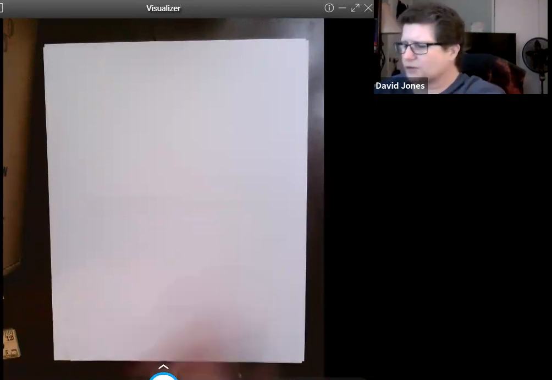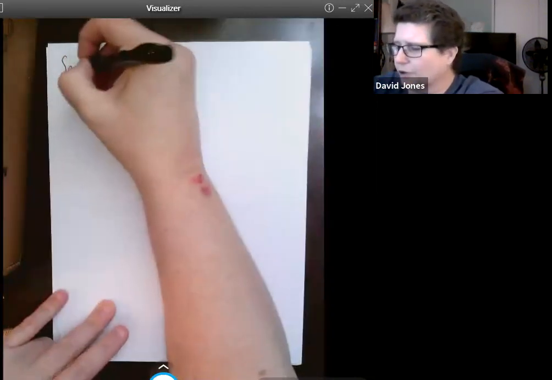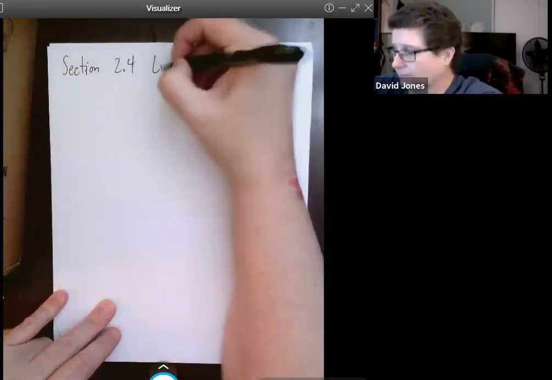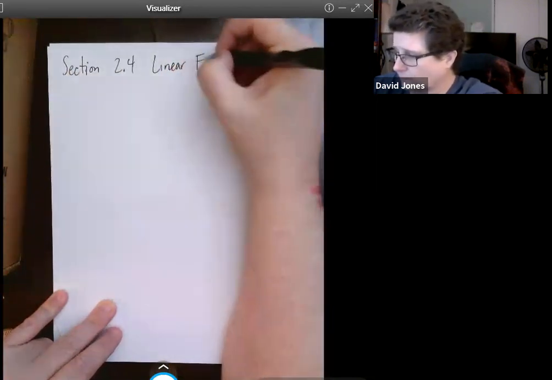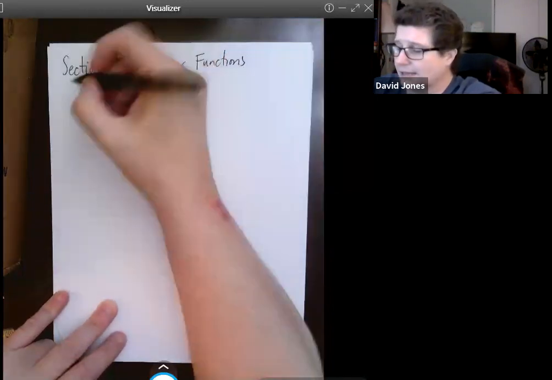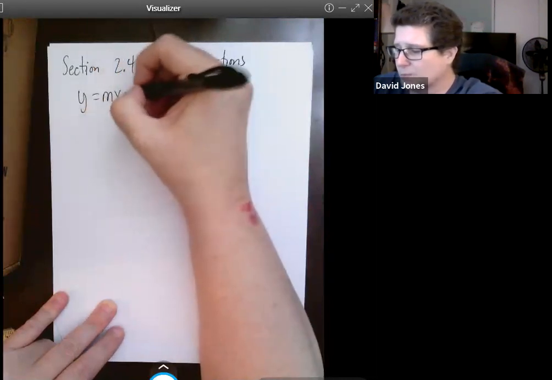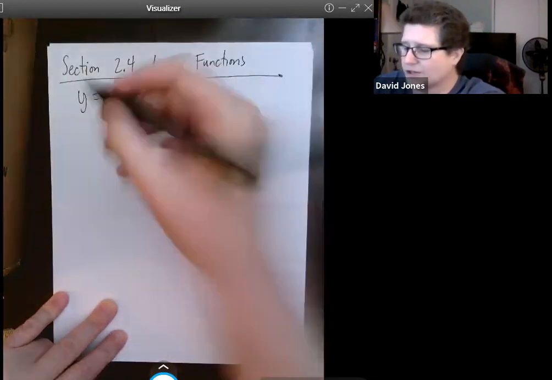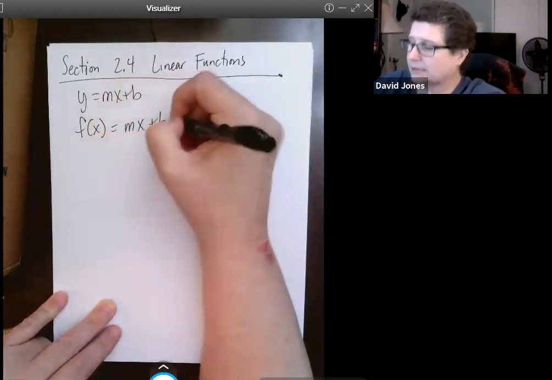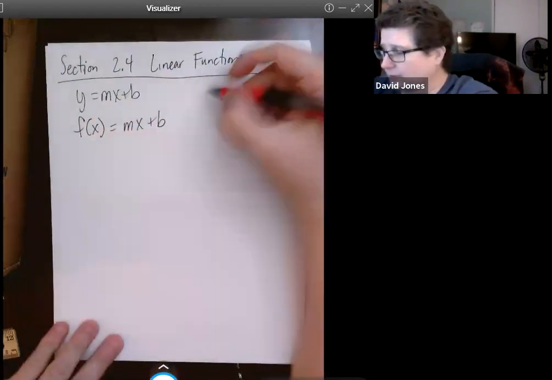In this section, last section we looked at functions. In this section, 2.4 in our book, we're looking at linear functions. Linear functions make a straight line. Lines are normally written as y equals mx plus b. In function form, we say f of x equals mx plus b. And we don't want m to equal 0.